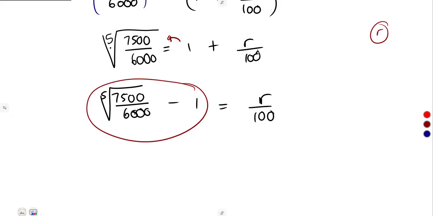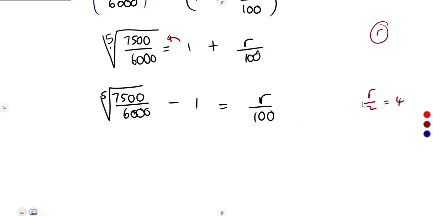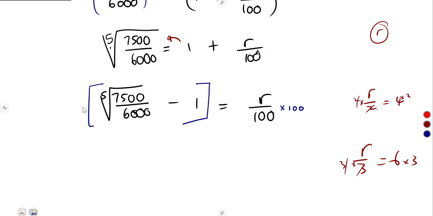To find the value of r: r over 2 is equal to 4, so you simply multiply by 2. r over 3 is equal to 6, multiply by 3, this cancels. So if it is r over 100, to get rid of this 100, you're going to multiply by 100. So whatever you're going to get here, multiply it by 100. Thus, you're going to have the value of r.